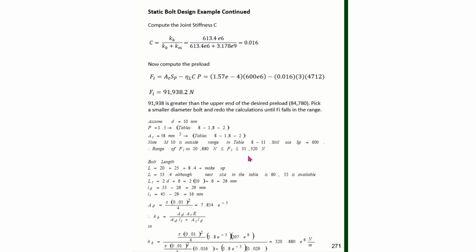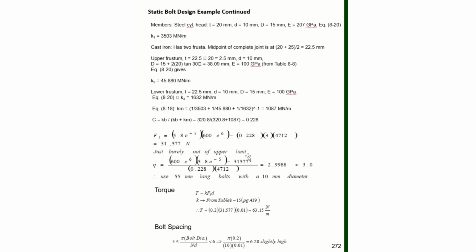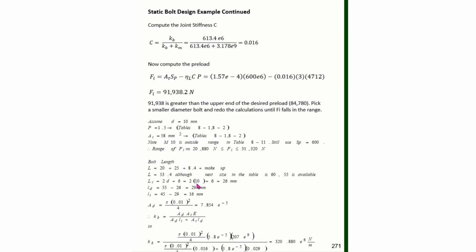So in this design, I would go ahead and use the 10 millimeter bolt diameter because the 31,577 is close enough to the upper limit here of 31,320. It is a stronger bolt than may be needed, but it is close enough to the range that I would use that. If I wanted to be very careful and do a careful design, minimizing the bolt diameter, I would probably come back now and pick D as an 8 millimeter diameter bolt, redo all the analysis, and we would find that we fall in the range a little better.